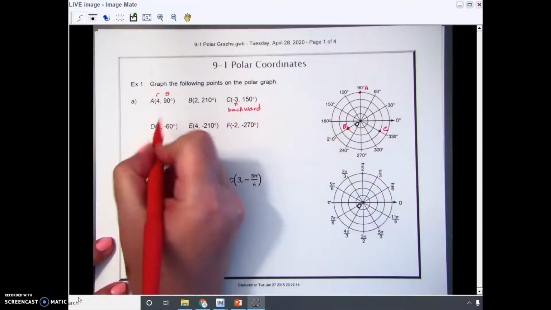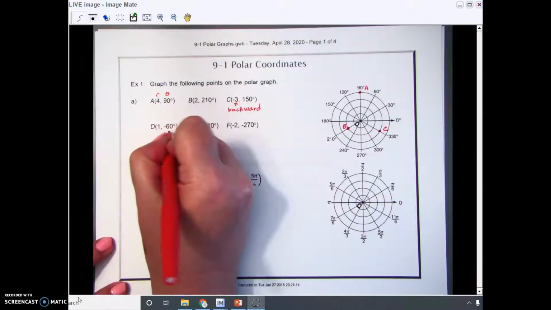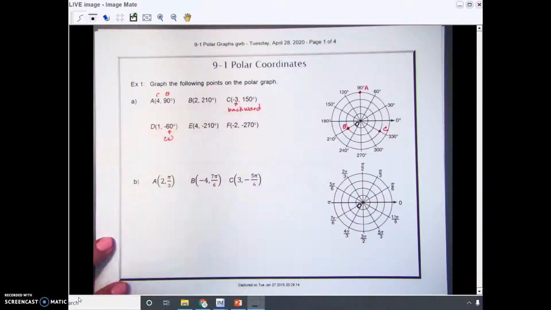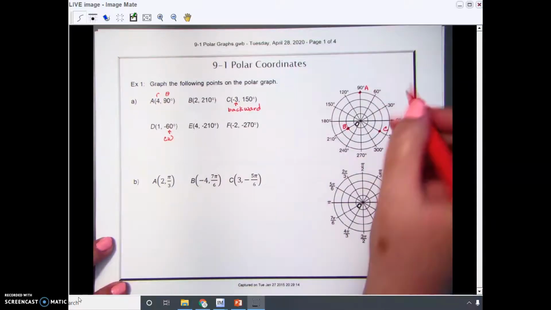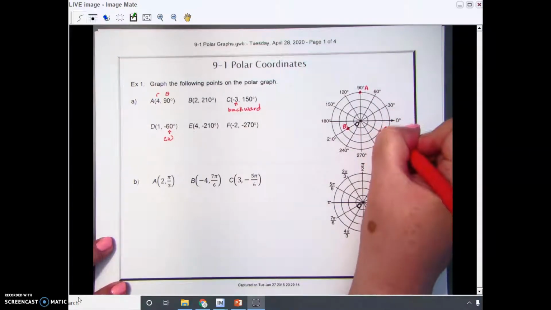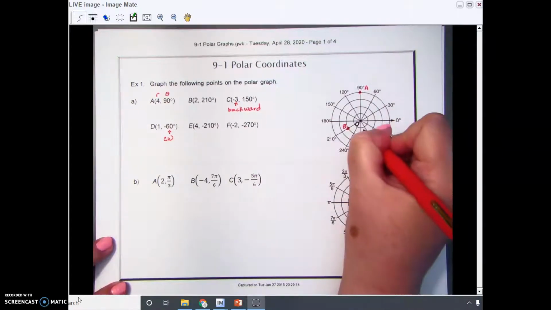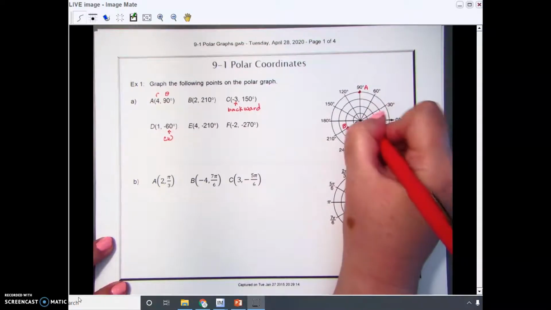For question D, we're going to go forward with the 1, but the negative 60 says that we're going to go clockwise instead of counterclockwise. So that means we're going to go clockwise 30, 60, and then we're going to count forward 1 unit. So this is point D.